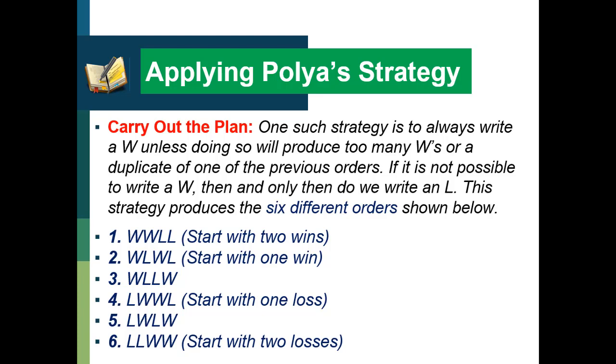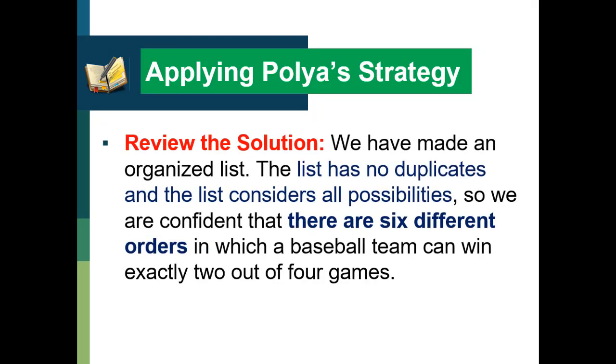Okay? So let's check the solution to see if the 6 different orders are correct. Now, we have made an organized list. The list has no duplicates. We have seen it, and the list considers all possibilities. So we are confident that there are 6 different orders in which a baseball team can win exactly 2 out of 4 games.